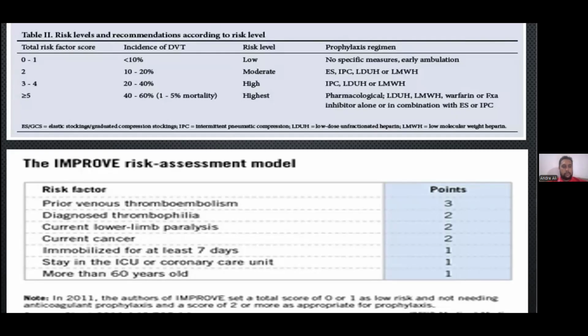The bottom picture shows the IMPROVE risk assessment model, which is another validated tool focusing on high-risk hospitalized patients requiring extended thromboprophylaxis. The scoring system has a low risk of 0 to 1, a moderate risk of 2 to 3, or a high risk of 4 or greater.